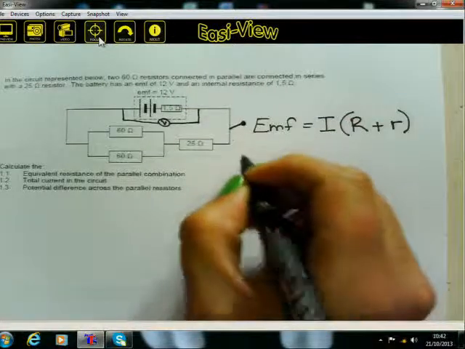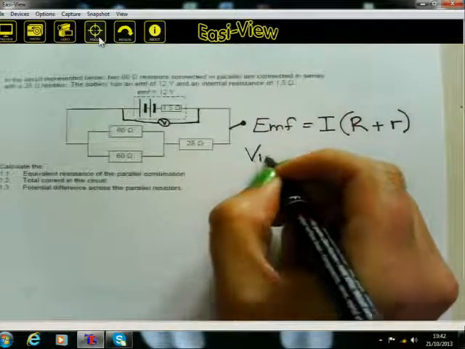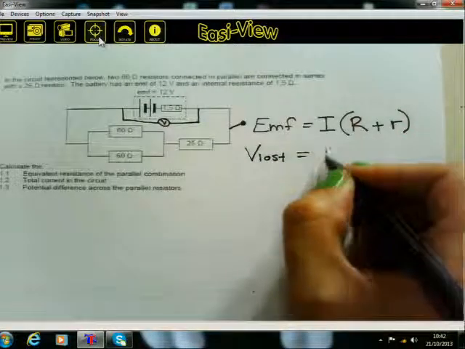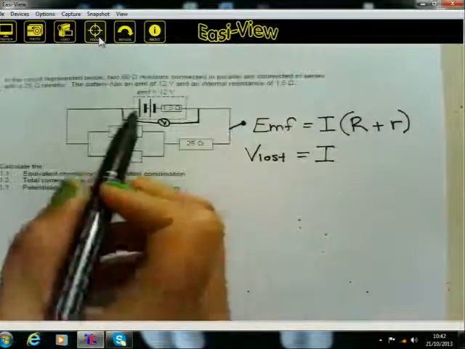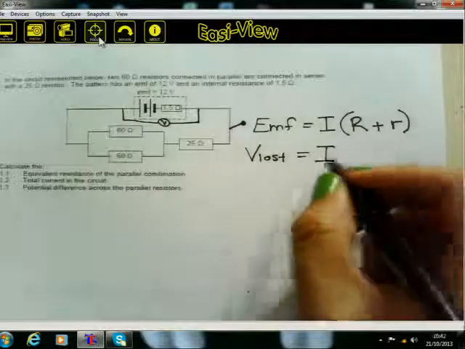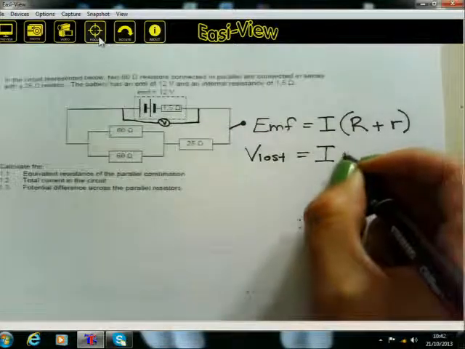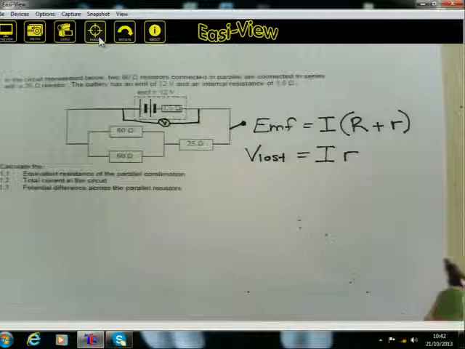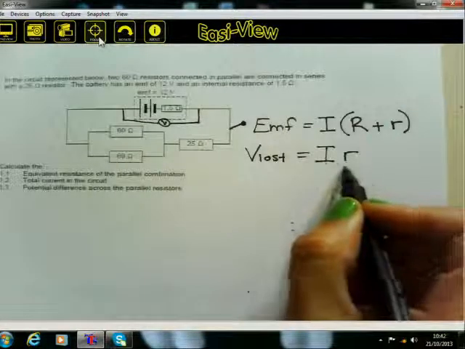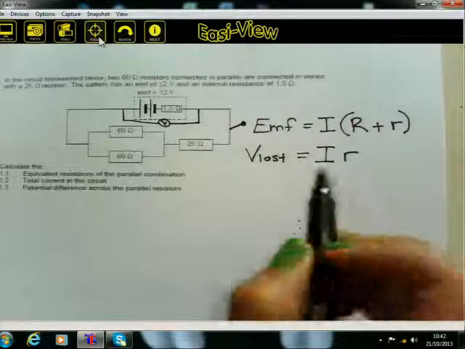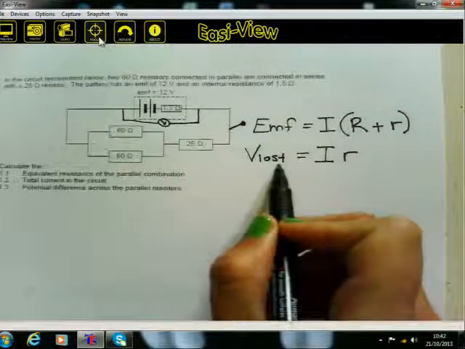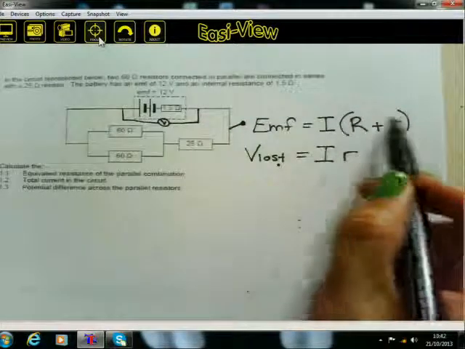That's what you will work with there. If you want to work with V lost, then you have to work with total current, because the total current goes through the battery. And if you work with V lost, then you must work with internal resistance. So in other words, V lost and internal resistance go together. They match. You can't use any other variables. EMF goes with total resistance.